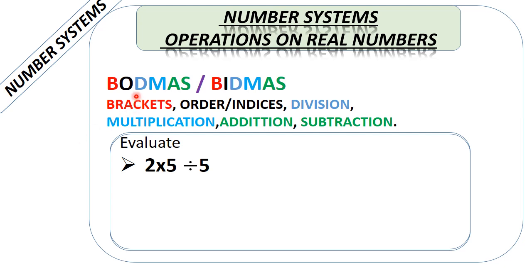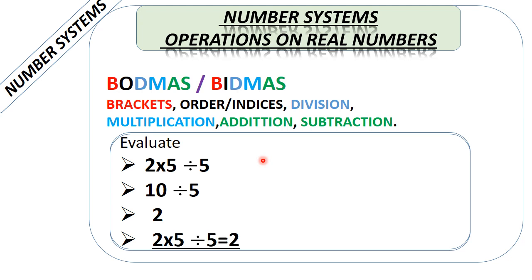Just like addition and subtraction, with division and multiplication, when you are required to choose between the two, it only depends on which one is on the left. Here you can see this one is on the left-hand side, so we'll start with this one. 2 times 5 is 10. So it's going to be 10 divided by 5. 10 divided by 5 is 2. And we can conclude that 2 times 5 divided by 5 is equal to 2.